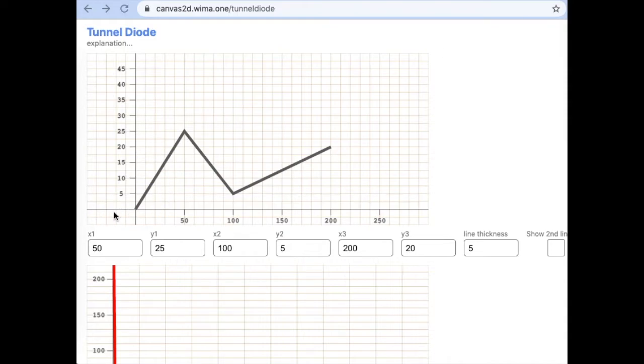Here the horizontal axis is the voltage and the vertical axis is the current, and this graph describes the current and voltage relationship for a tunnel diode. We don't really care when the voltage is negative, and when the voltage is positive, this line extends infinitely. The choice of coordinates here, 50 or 100, and the choice of the numbers here are random. We don't really care about the unit right now.